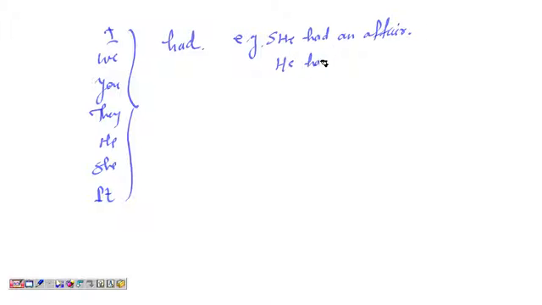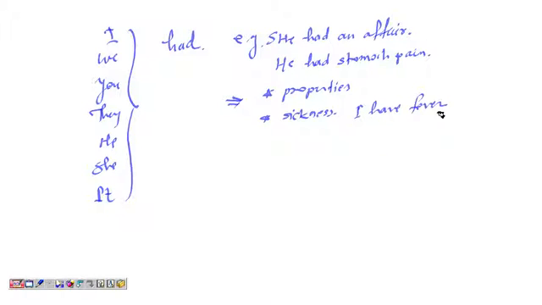He had stomach pain. Okay, so he has a stomach pain, she had an affair. Now we are understanding that the first use was about the properties that he has, and the second is about the physical state, sickness. Okay, I have fever right now. Okay, yesterday I had fever, isn't it? So you can talk about sickness, well-being.